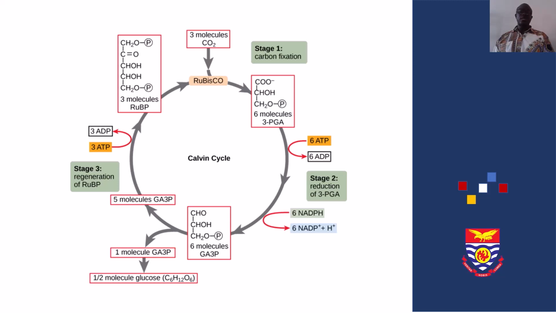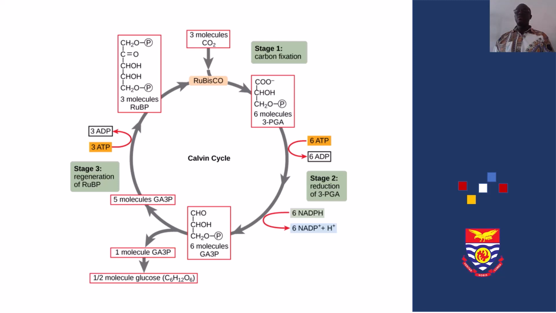NADPH is oxidized to NADP plus. Then it moves on. We have 6 molecules. It goes through another process, and we have 1 molecule, that is half a molecule of glucose. Then it reduces to 5 molecules. Regeneration of the ribulose biphosphate, that's the third stage.